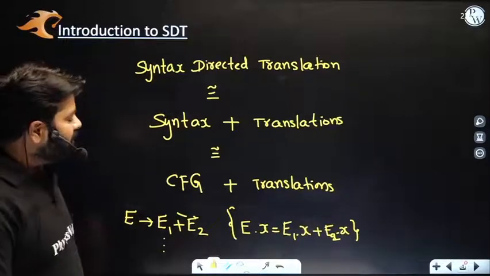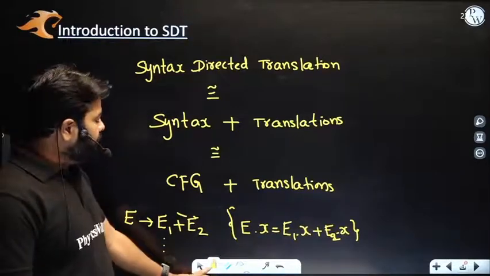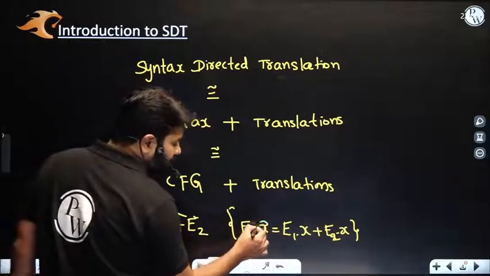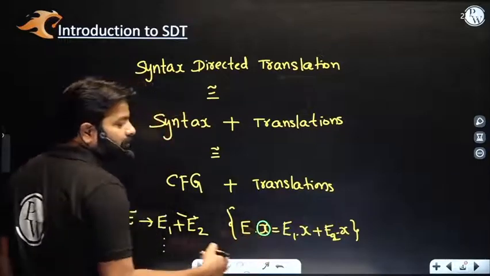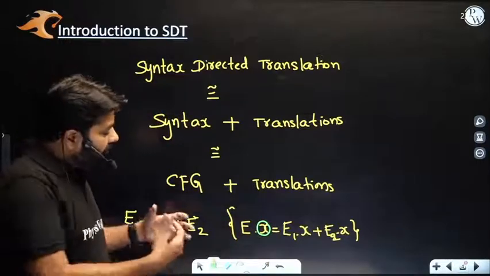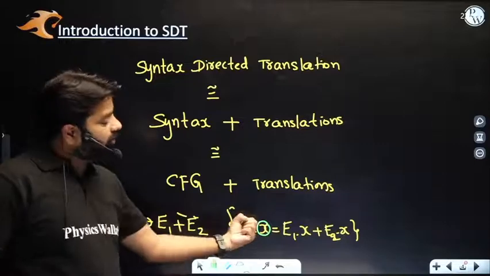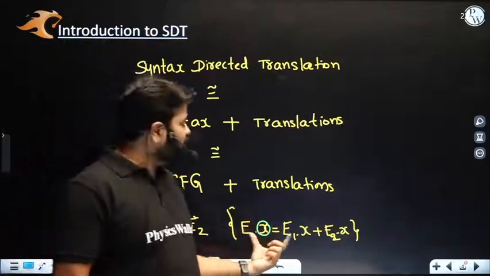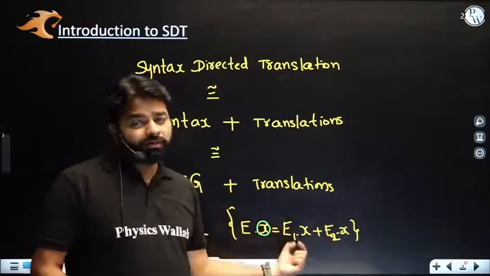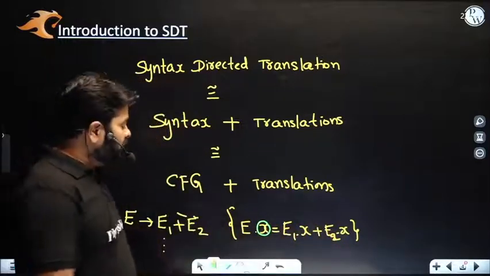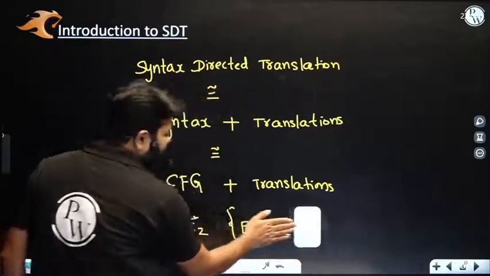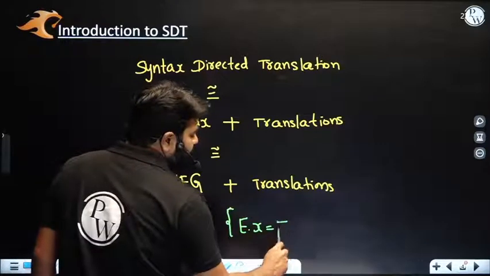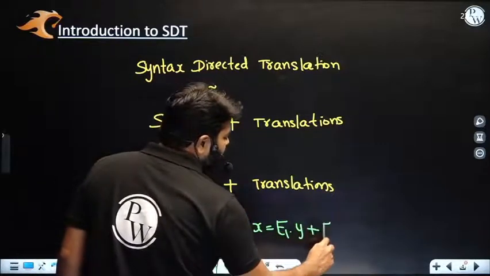So what is important in this SDT? If you observe here, one is this dot X. It basically talks about the attribute. So what kind of property or attribute are you going to compute here? So X is an attribute. This is going to compute something with the help of other attributes. You need not write it this way; I can also write it some other way. I'm just mentioning it here to understand: E dot X is equal to E1 dot Y plus E2 dot Z.